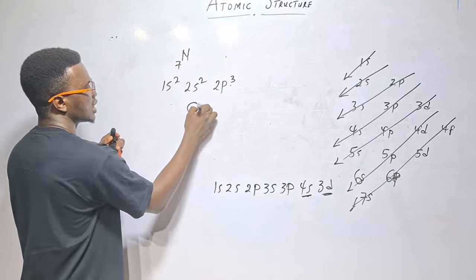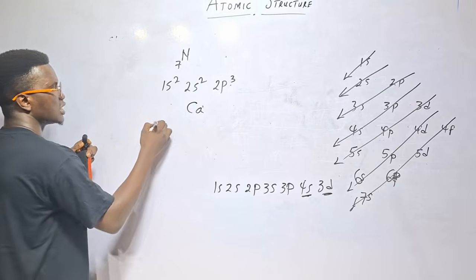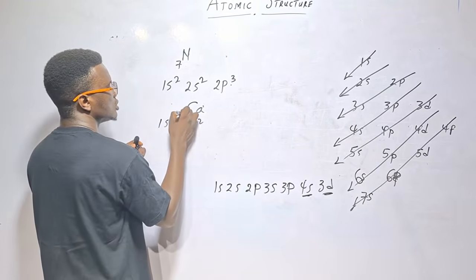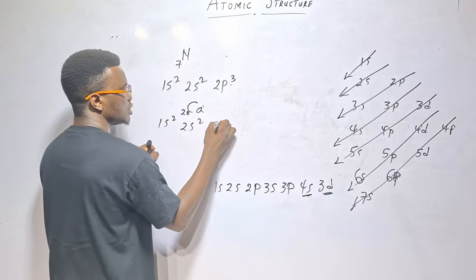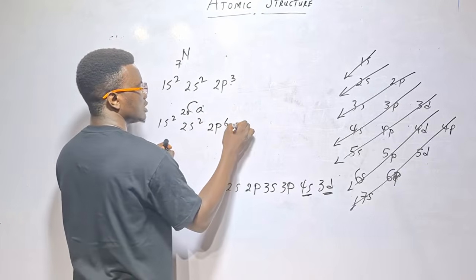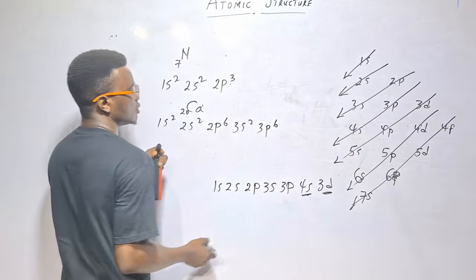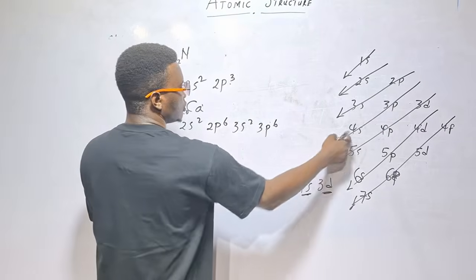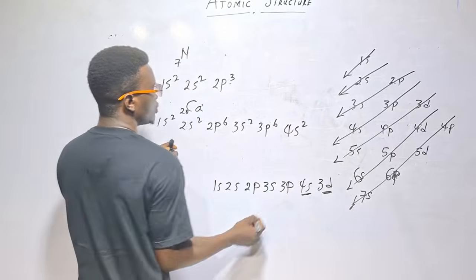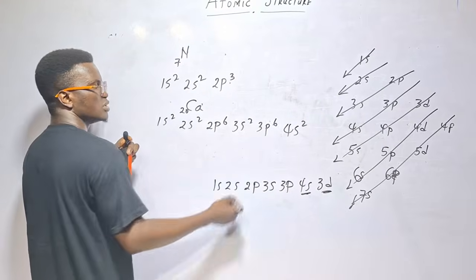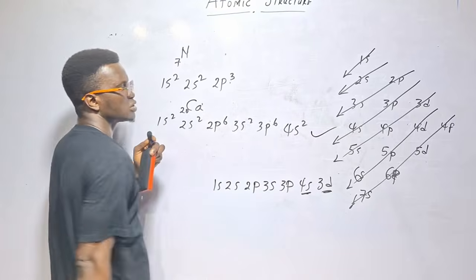Let's say I want to write for calcium. So what will it be? That's going to be 1s2, followed by 2s2. Calcium is 20, followed by 2p6, followed by 3s2, followed by 3p6. Is that complete already? No. Followed by 4s2. If you look at it, this is 2 plus 2 plus 6, that's 10, plus 10, that's 20 in total. So this is the electronic configuration for calcium.